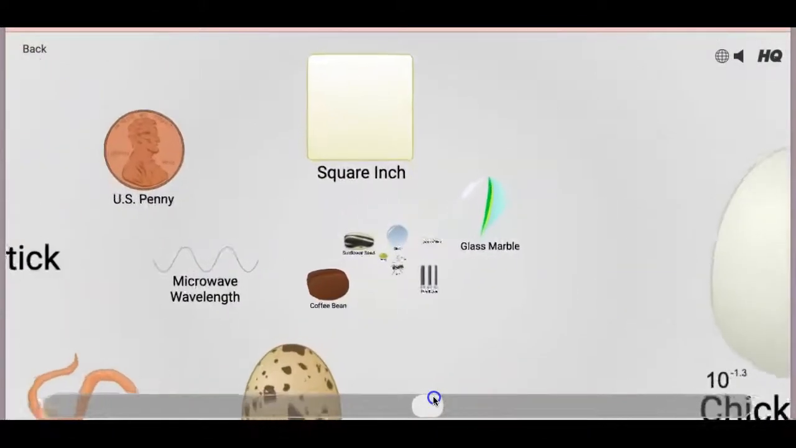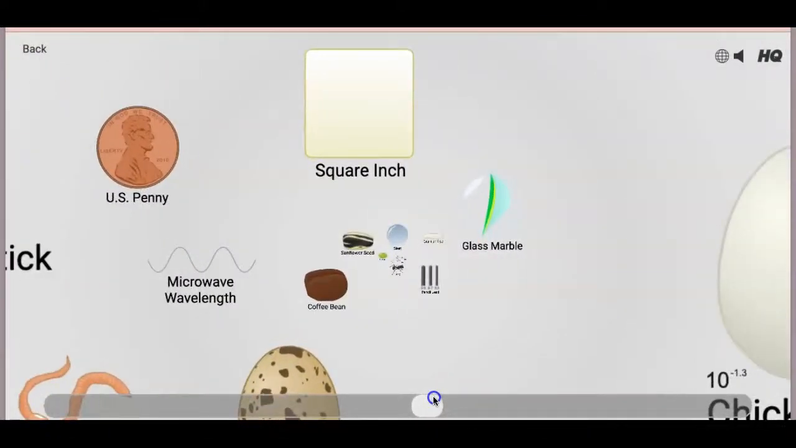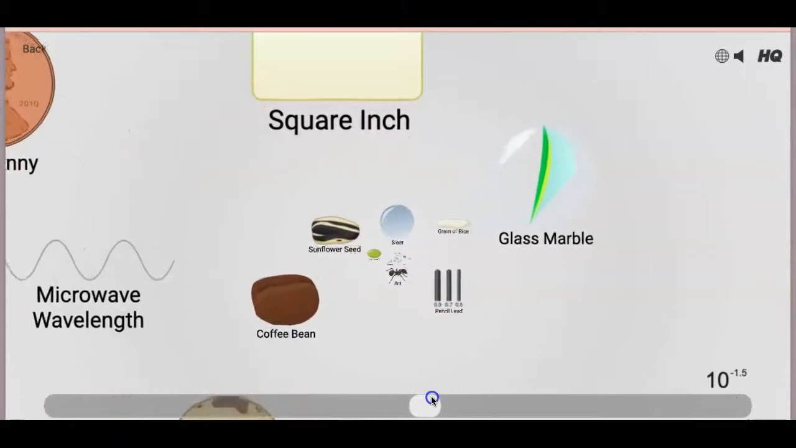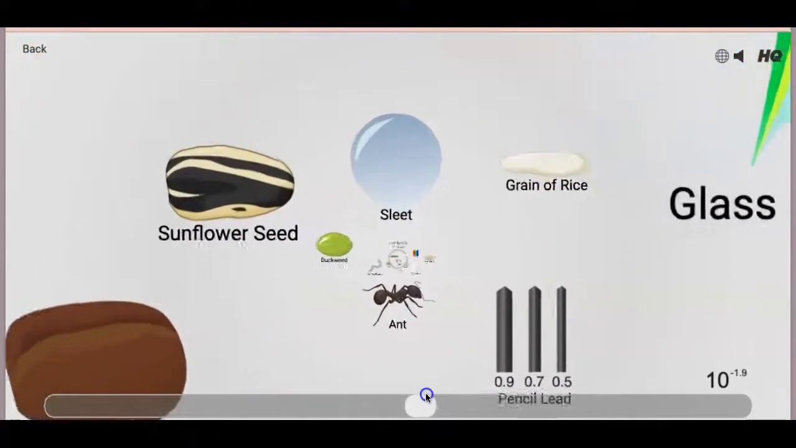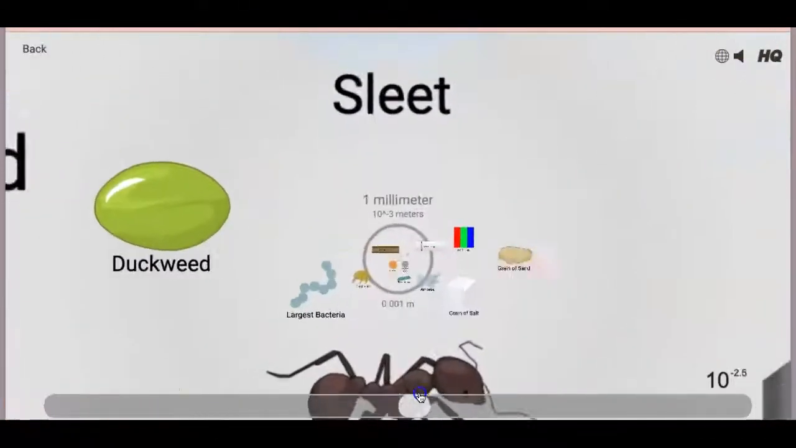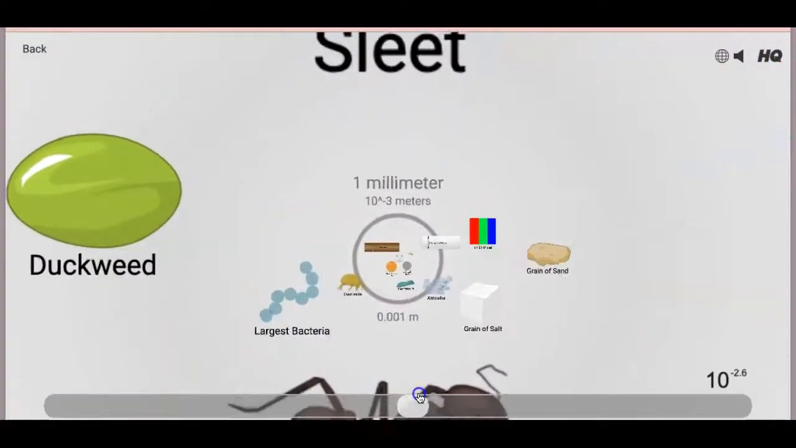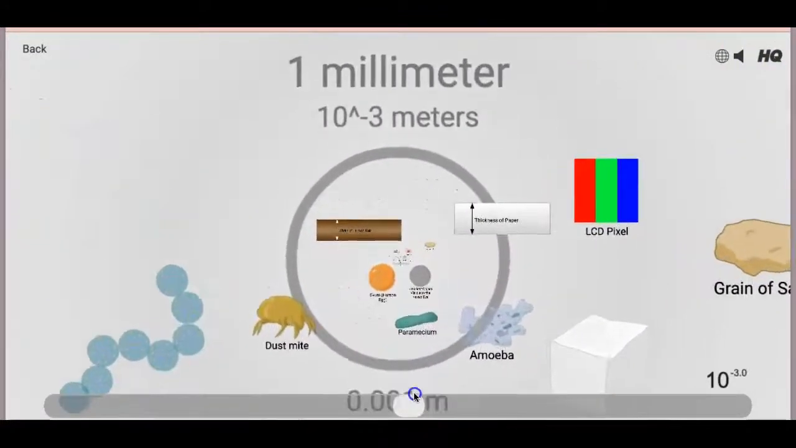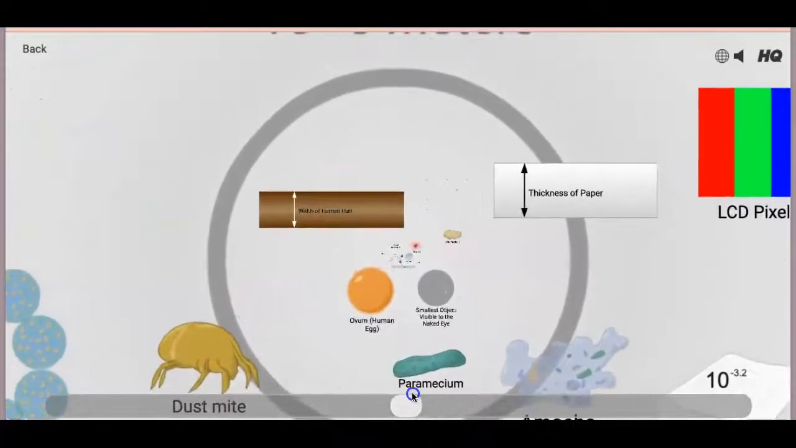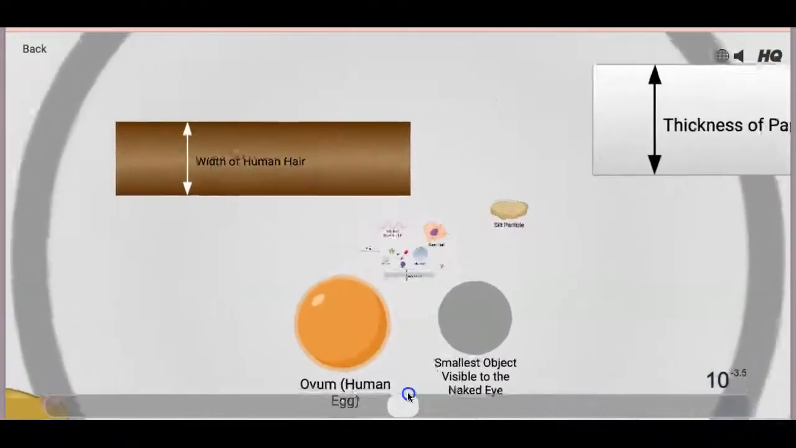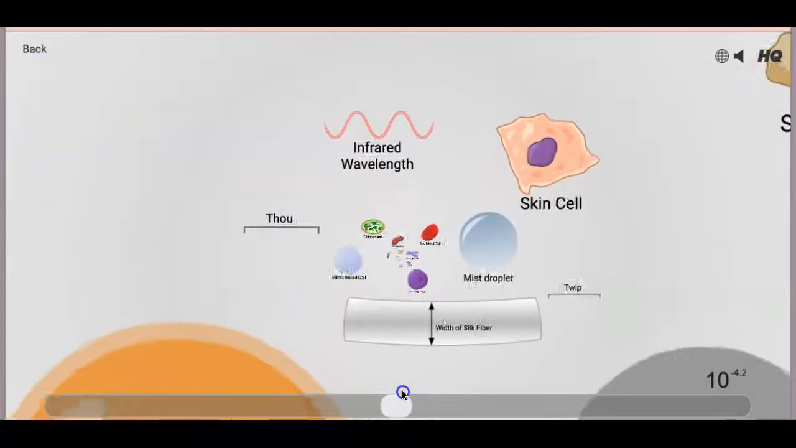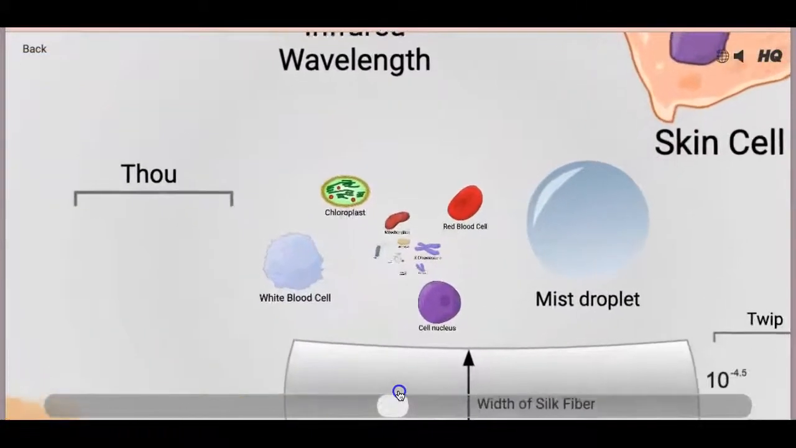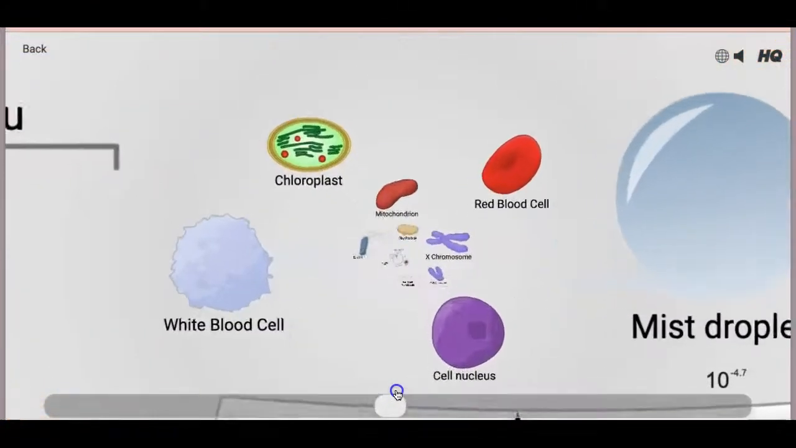We're even capable of seeing things like an earthworm, a coffee bean, a grain of rice, an ant. But once we start getting a little bit below these objects, like a grain of salt or the width of a hair, we start to get into that molecular scale.